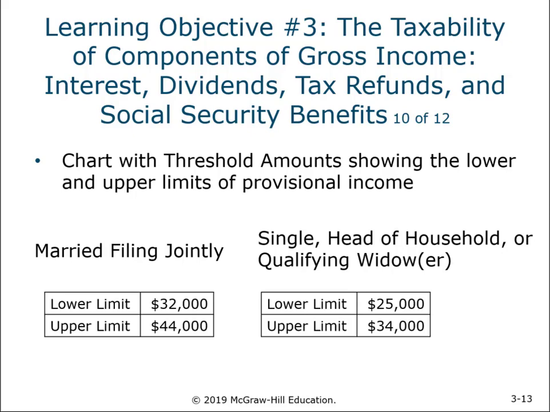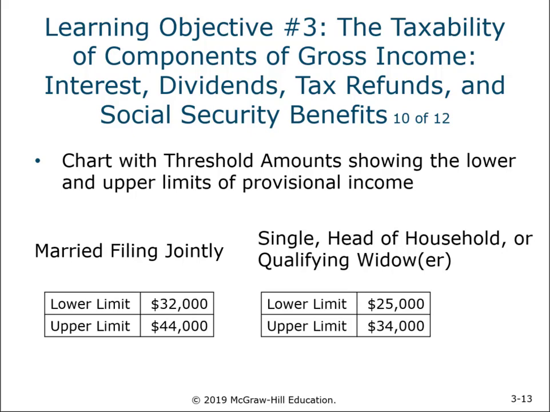Single, head of household, qualifying widower, all of them are lumped together. They have a second set, so we only have two sets of thresholds. Notice that it's not that much lower, but it's still lower, 25 and 34, a $9,000 difference. So up to 25, zero; between 25 and 34 could be 50% of that, or 4,500, in between. And then over that is 85%, roughly how it works out.